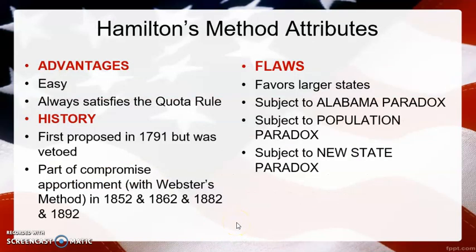Some attributes that go along with Hamilton's method are that it's easy and it always satisfies the quota rule. It was first proposed in 1791 but was vetoed. It was part of a compromise apportionment in 1852, 62, 82, and 92. Its flaws are that it favors larger states. It is subject to the Alabama paradox, it is subject to the population paradox, and it is also subject to the new state paradox.